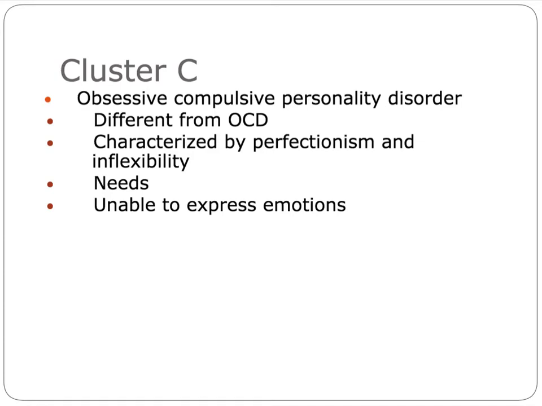The last one of the clusters is obsessive compulsive personality disorder. It's different from OCD. These individuals need to be in control. As you see here, they're characterized by being a perfectionist, and they're very inflexible. They're also procrastinators and cannot make decisions. They focus on orderliness, and everything is in control. They have to have everything just right and just so. They may not be able to accomplish given tasks because of their overly compulsive personality, and they're unable to really even express emotions.